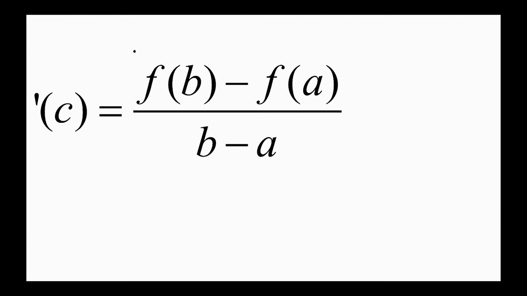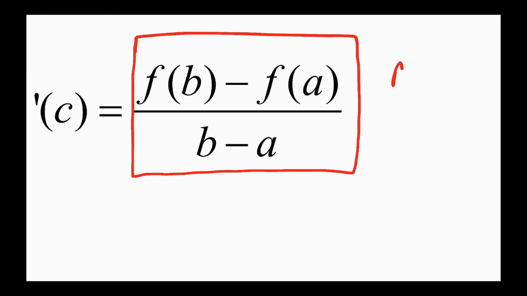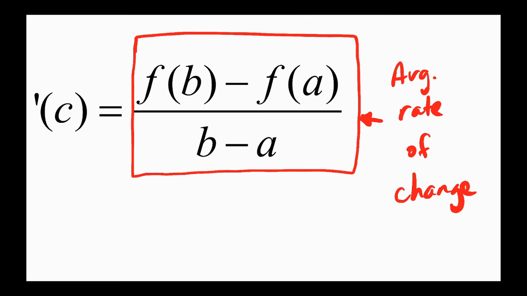So this part here is the average rate of change from A to B, from beginning to end. A is the start, B is the finish. So this guy right here is kind of the y2, this is kind of the y1, this is kind of the x2, and this is kind of the x1. That's what that means.